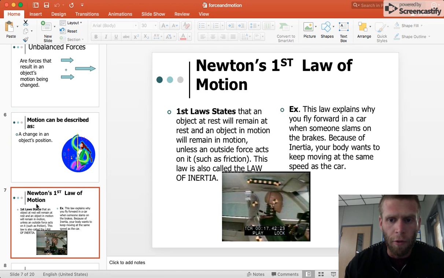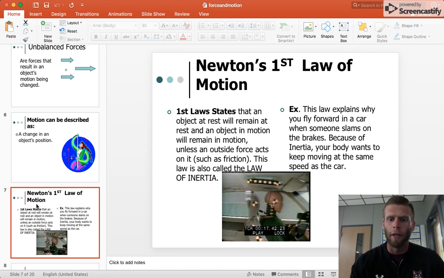All right, so Newton's first law of motion. The first law states that an object at rest will remain at rest, and an object in motion will remain in motion unless an outside force acts on it. Friction is an example of an outside force. This law is also called the law of inertia. So, an example of that.